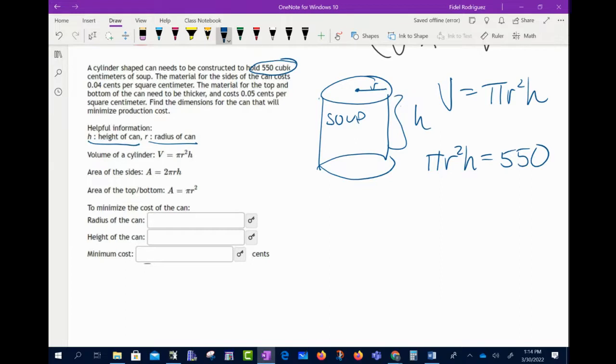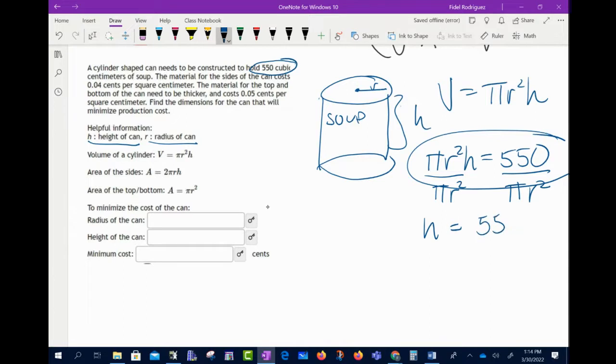Y'all, this problem is similar in the way that we're going to solve it to the way we did the previous problem. What we're going to do is solve this equation here for the letter h, okay? So if I solve it for h, I'm going to divide by pi and r squared, and I'm going to tell you why I'm doing that in a second. But I'm going to end up with h equals 550 over pi r squared.